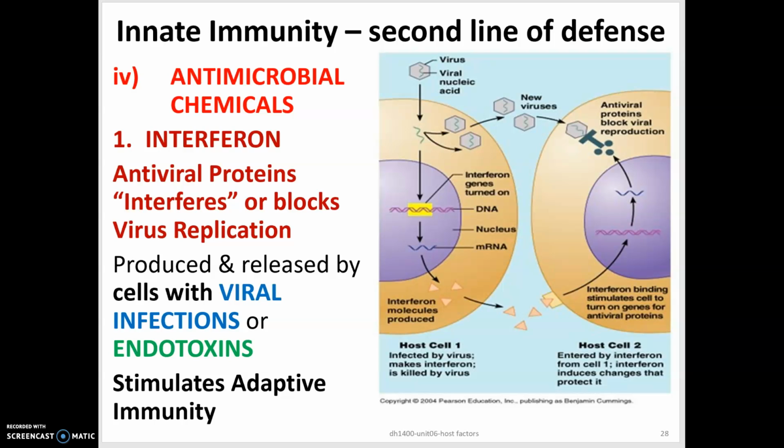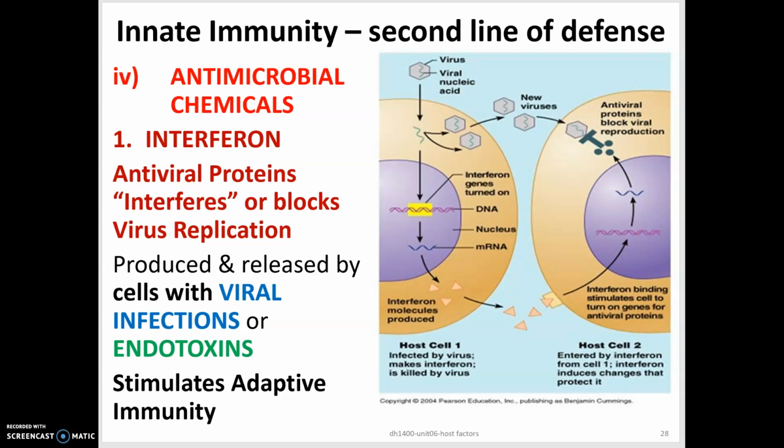So the idea behind interferon is it's released when cells are attacked by a virus, and it helps protect the other cells around it from becoming infected, or it helps those cells to stop viral replication.